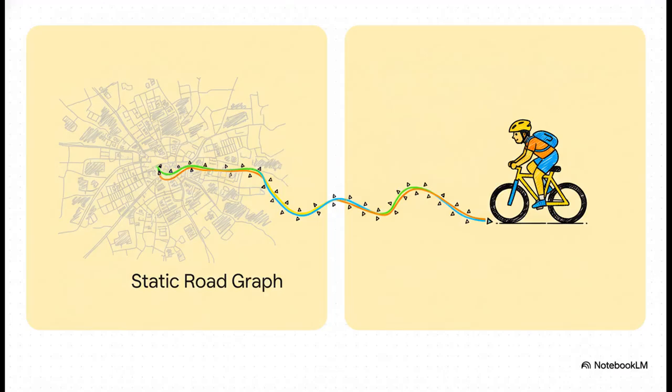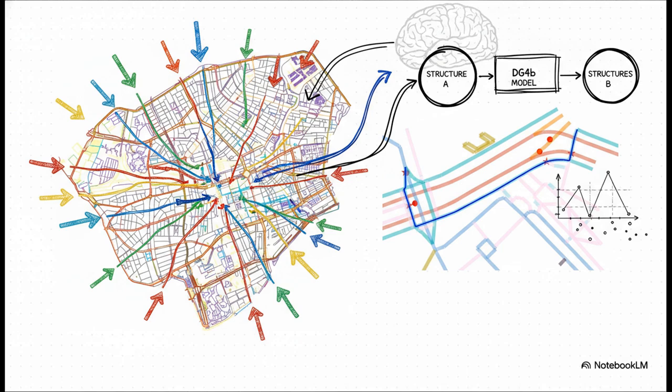First, you have the static road graph. This is the city's blueprint, all the roads, intersections, the permanent infrastructure. It's the same for everybody. But then you have the dynamic trip graph. This one's personal. It's the actual, specific, directed path that one cyclist took from point A to point B on one unique trip. And this image just makes it crystal clear.